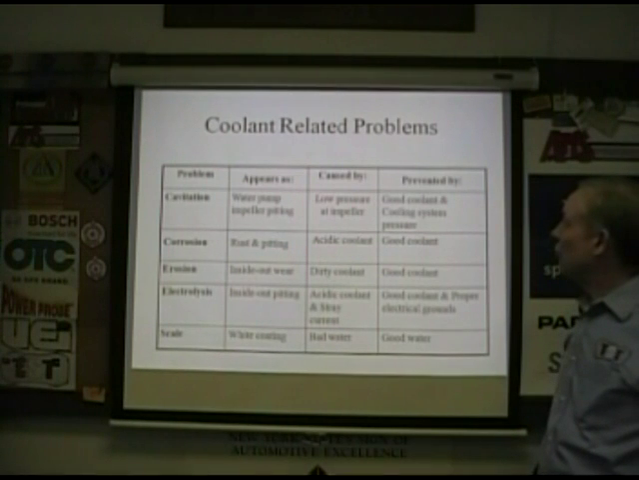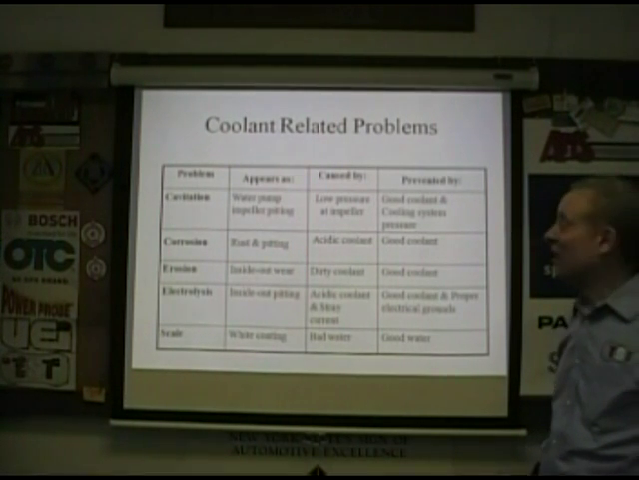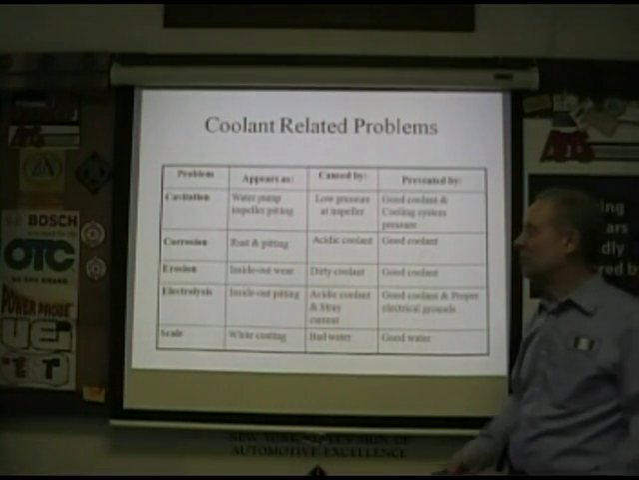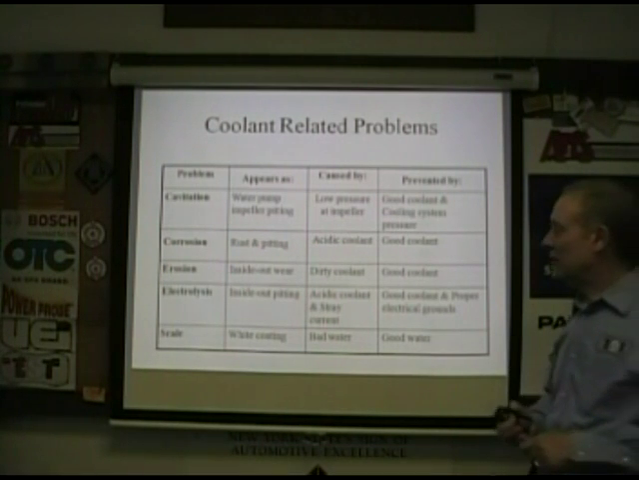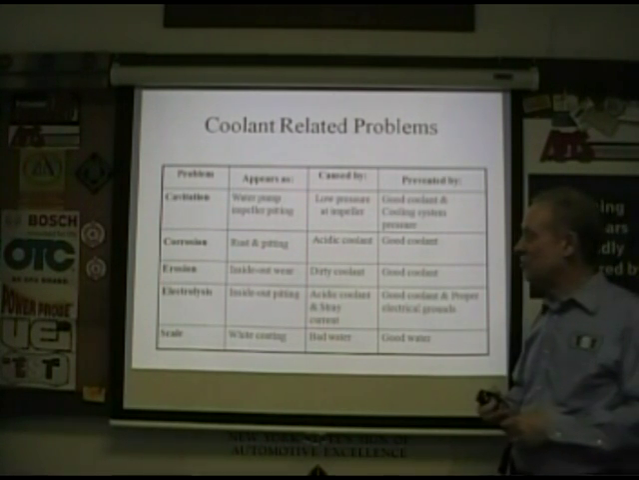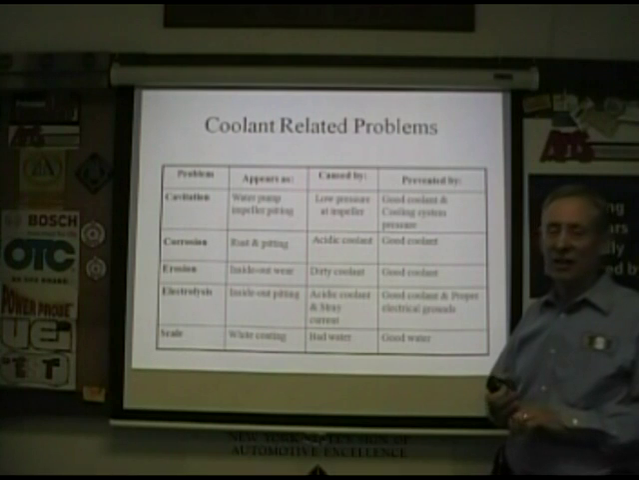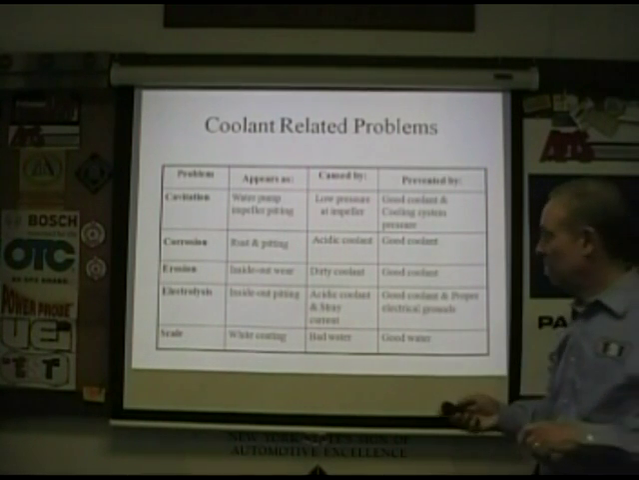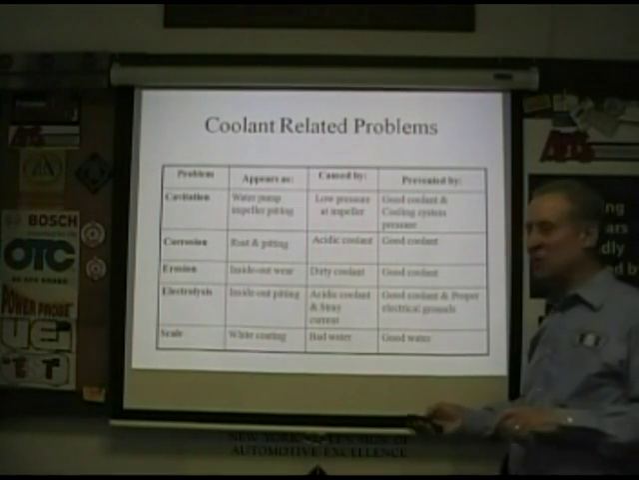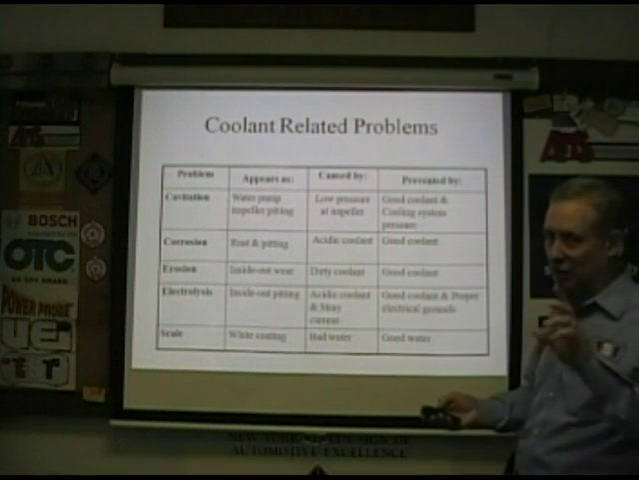All right, coolant-related problems: cavitation, corrosion, erosion, electrolysis, which is electrical activity that's caused just by the motion, and scale, which is usually some kind of a chemical reaction.